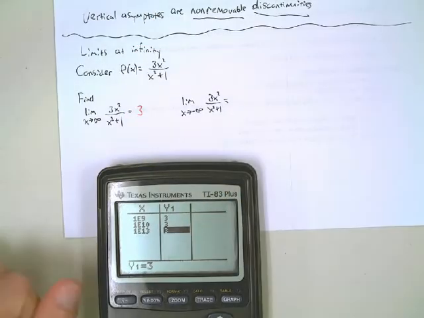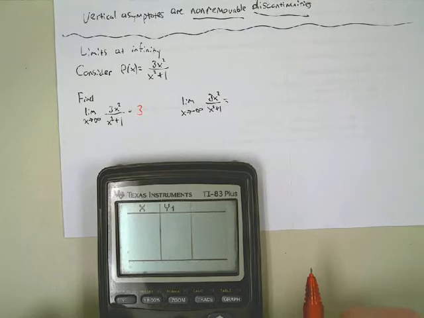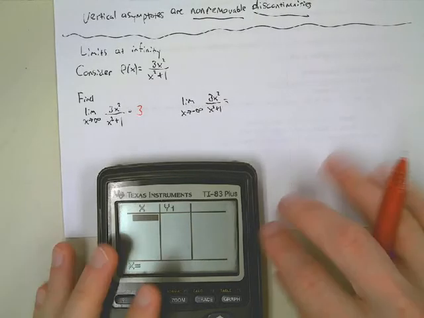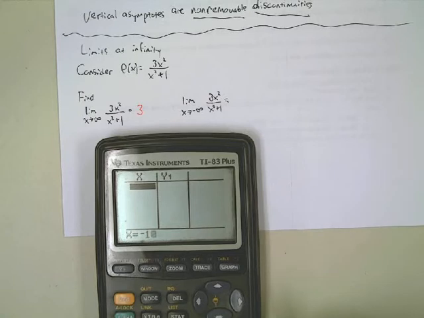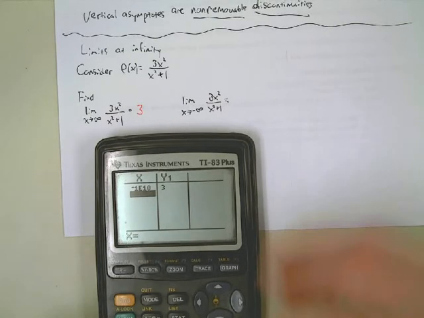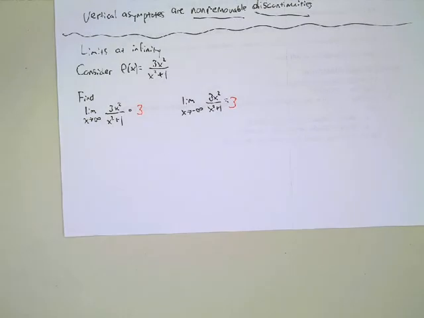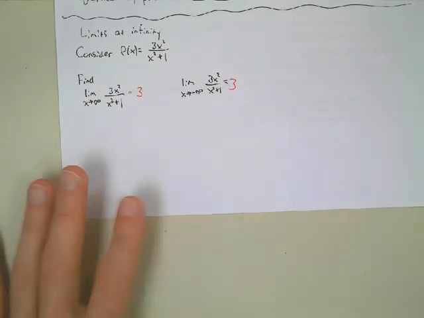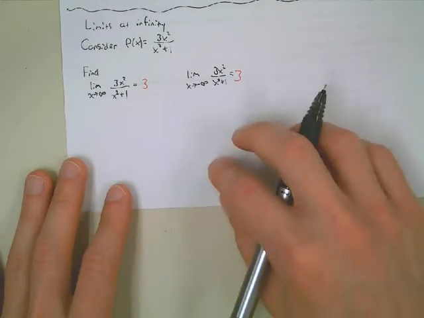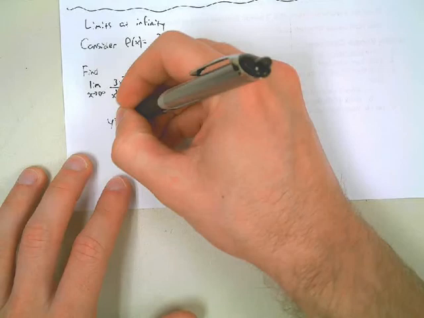And then how could we figure out, what about negative infinity? Tiny numbers. So we should pick, yeah, negative 1 with a bunch of zeros. And it also goes to 3. Okay? So since this is true, y equals 3 is a horizontal asymptote.